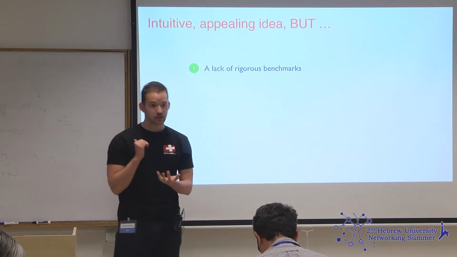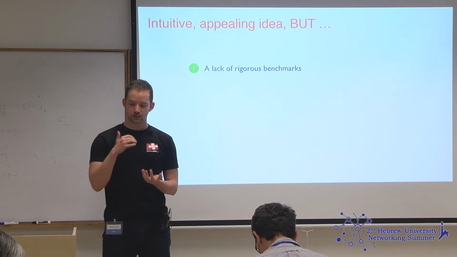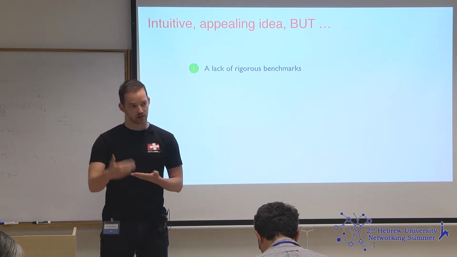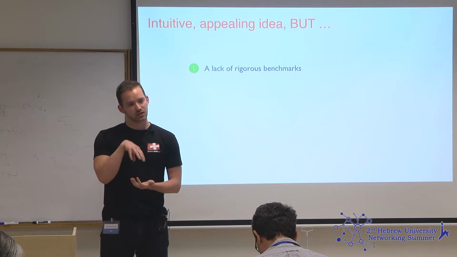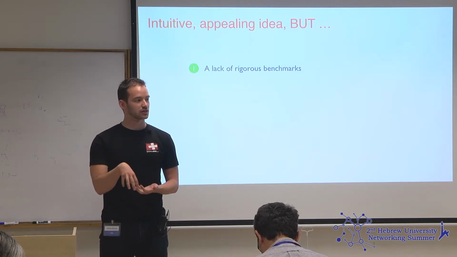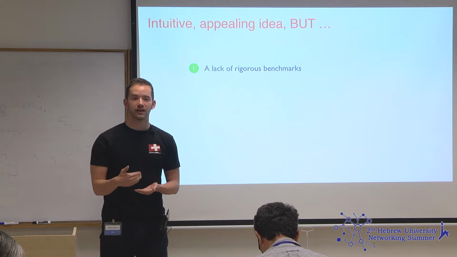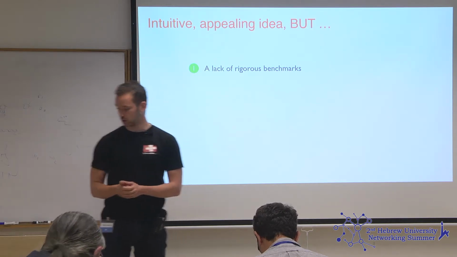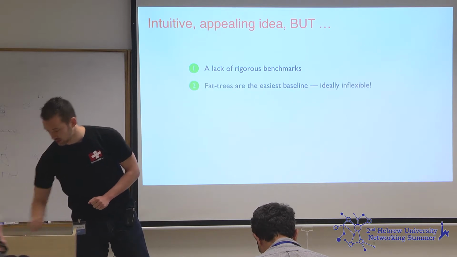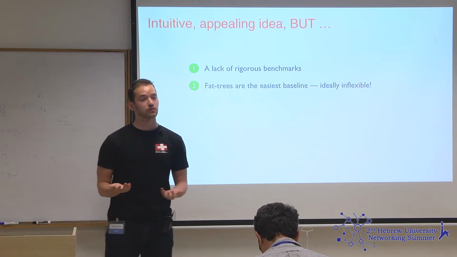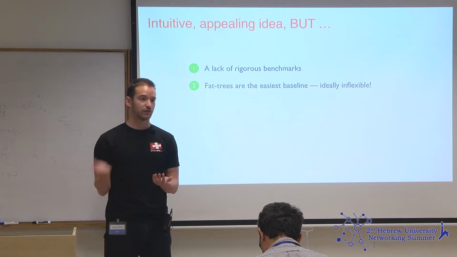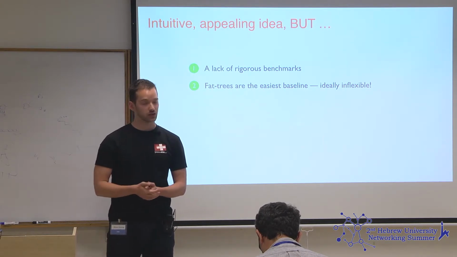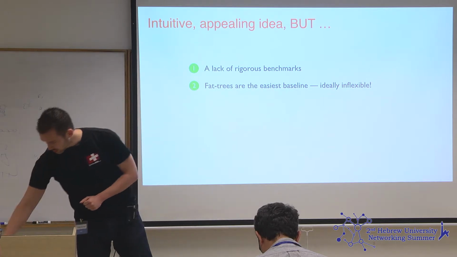So it's an intuitive, appealing idea, but what is very interesting to also look at, and in our research, is that at the moment there's a lack of rigorous benchmarks. You want to quantify how much every network is able to address these skewed traffic scenarios. Furthermore, fat trees themselves are a very easy baseline. As I've shown, the oversubscribed fat trees are very poor in handling these skewed cases and are an easy target.